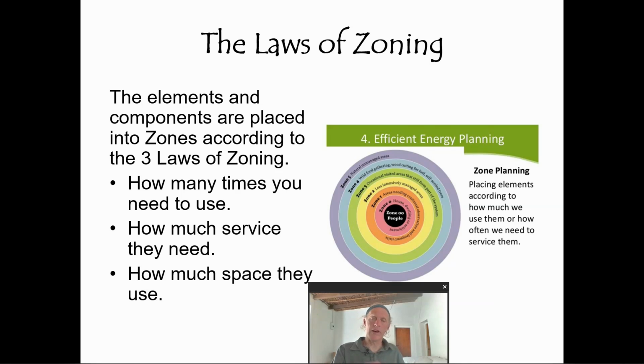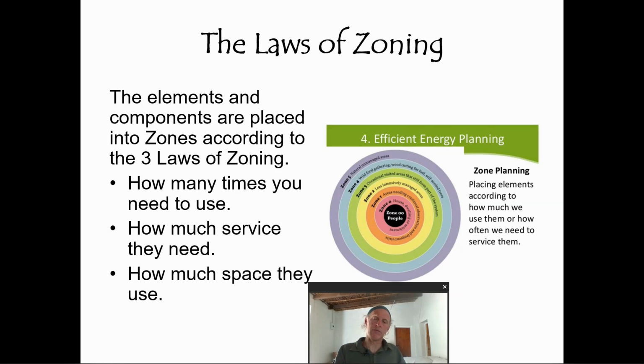The second law is, how much service do they need? So how much management and maintenance do the elements need? So once again, if we look at a vegetable garden, it's a high maintenance system. And we compare that to a woodlot, which is a very low maintenance system. So the amount of maintenance in a vegetable garden is going to be much higher.